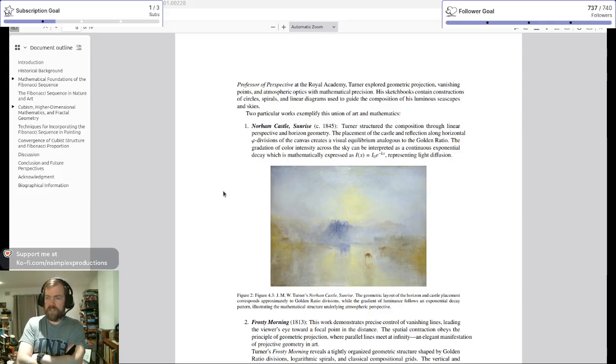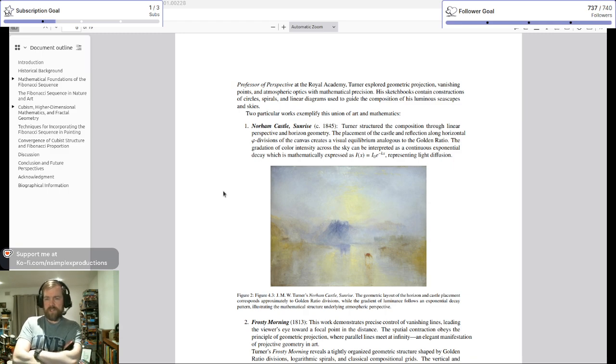His sketchbooks contain constructions of spirals, circles, linear diagrams used to guide the composition of his luminous seascapes and skies. Two particular works exemplify this union of art and mathematics.